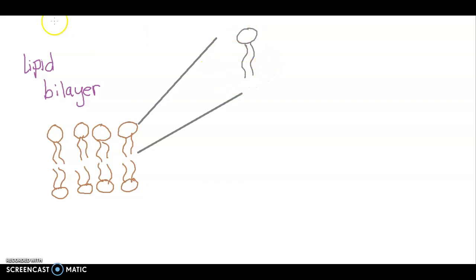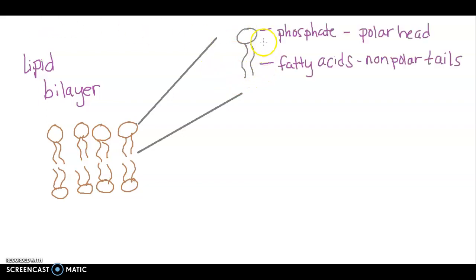Let's look at a single phospholipid in a little bit more detail. Each phospholipid is composed of a head and two tails. The head contains a phosphate group. Phosphate groups have a charge, so the head is polar. The two fatty acid tails, fatty acids are lipids, and so these are nonpolar. Therefore, the head and the tail are going to differ in affinity for water. This molecule overall is called amphipathic because it is composed of hydrophilic heads and hydrophobic tails.